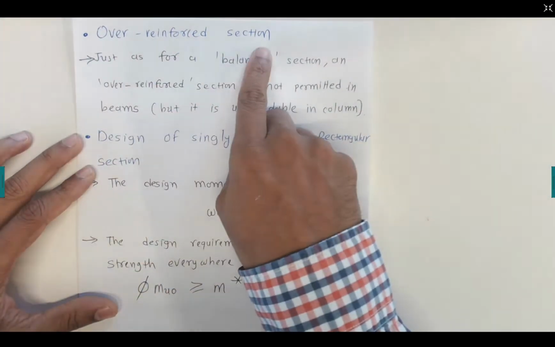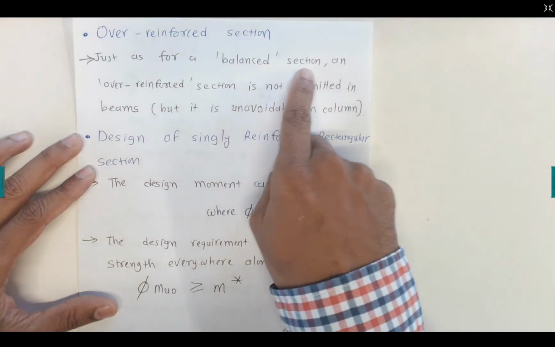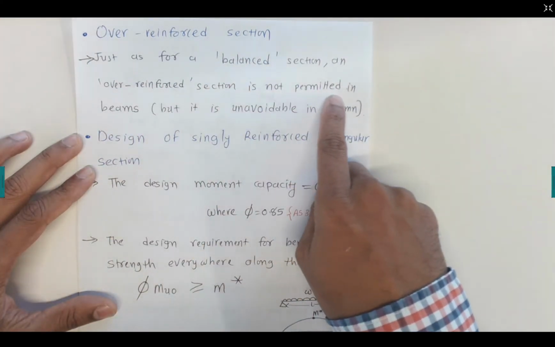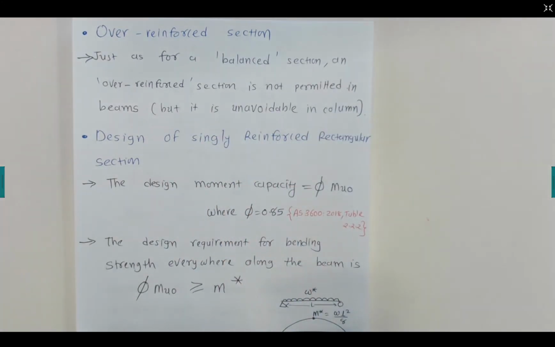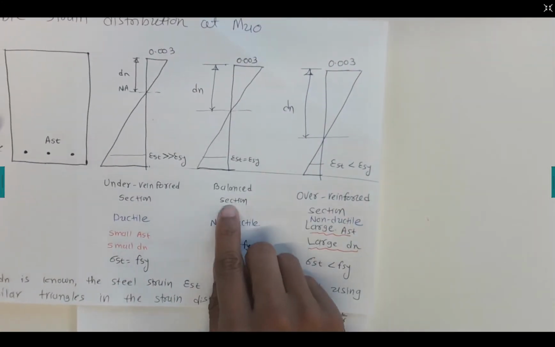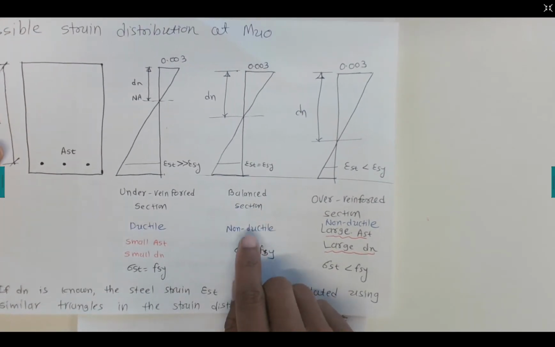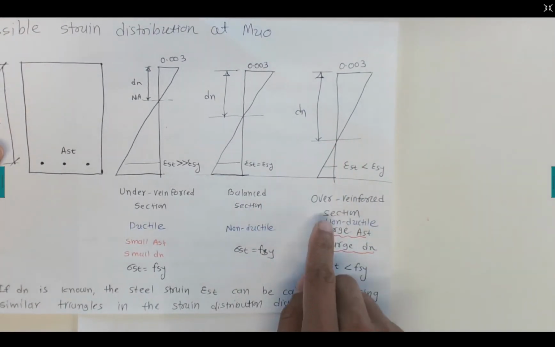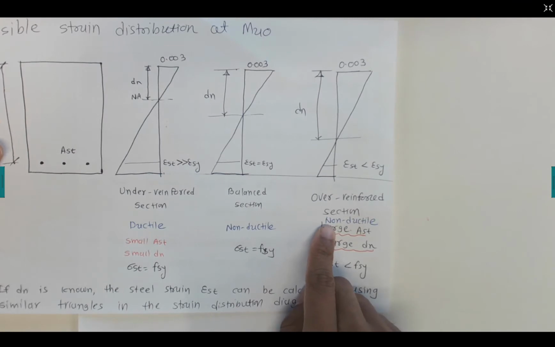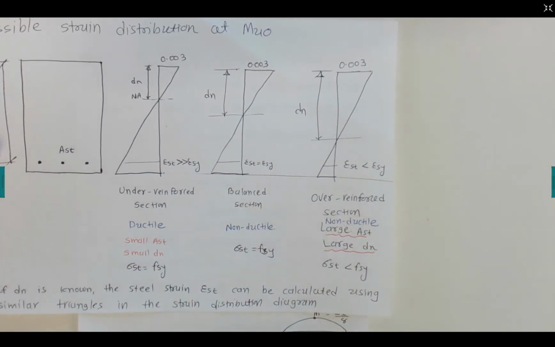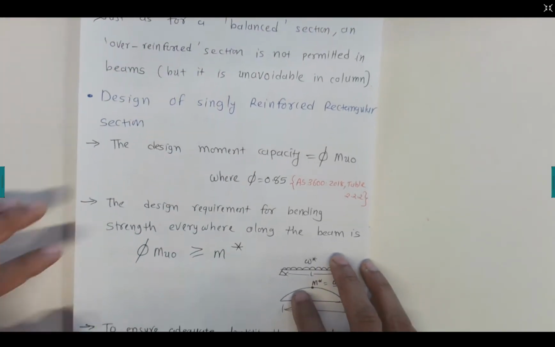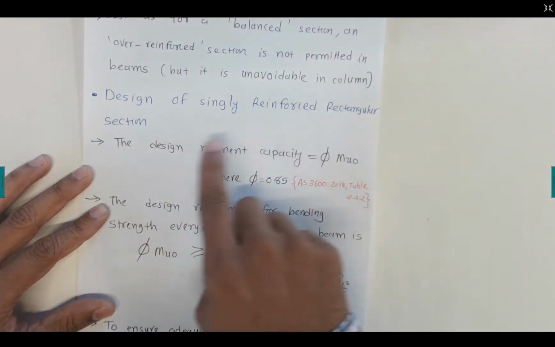sections. Now, just as with the balanced section, an over-reinforced section is not permitted in a beam, but it is unavoidable in a column. So a balanced section is not permitted because of its non-ductile behavior, and an over-reinforced section is not permitted because of its non-ductile behavior. Only an under-reinforced section is permitted. Now let's move on to the design of singly reinforced rectangular sections.